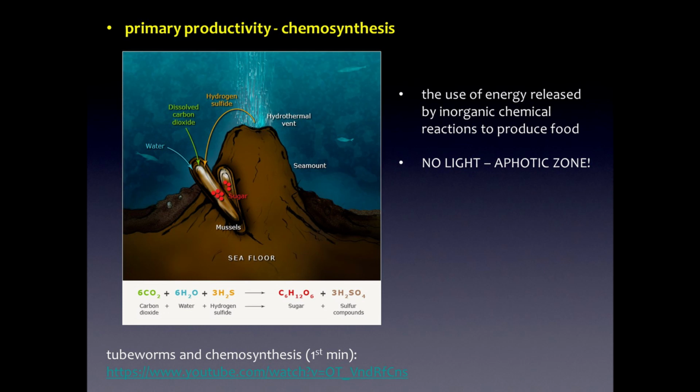For example, in this image, we have a hydrothermal vent, one of these black or white smokers. We have tube worms there. What we see happening here is that we have carbon dioxide dissolved in the water, and water that combines with hydrogen sulfide being produced at these black smokers. From that, we get the production of sugar and other sulfur compounds.